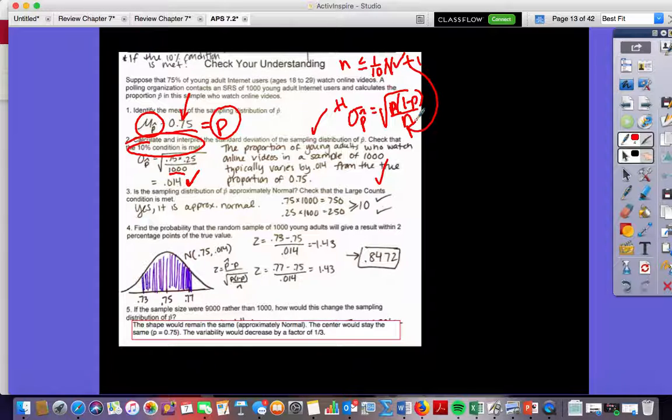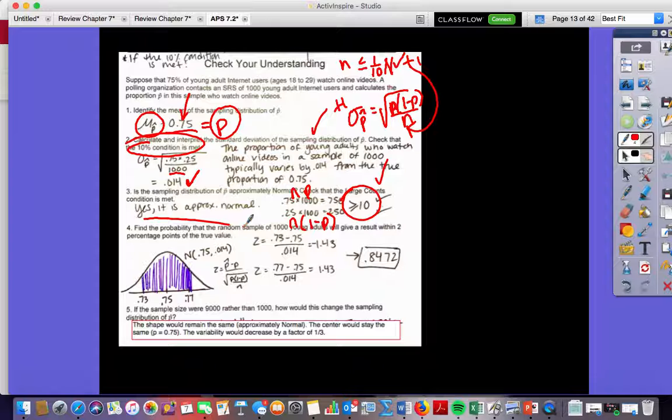Number 3 says, can we approximate this as normal? And within this condition, remember it's n times p is greater than or equal to 10, and n times 1 minus p, if that's greater than or equal to 10, then by the law of large counts, we can state that yes, it is approximately normal. If you did that, give yourself a point.